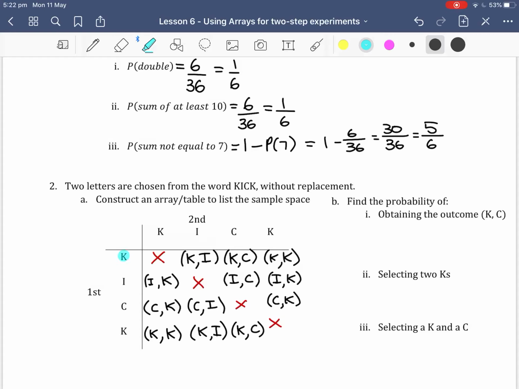So just remember that our first here is the first letter in each of the samples, and our second is our second letters here.